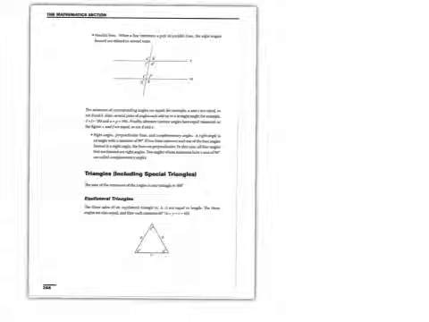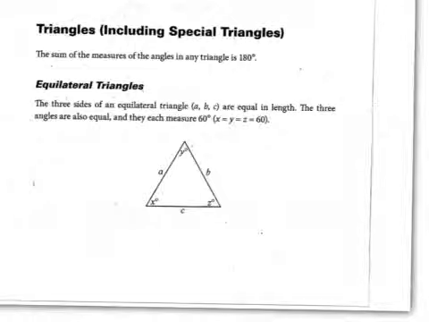Keep going. Triangles, special triangles. We'll talk about equilateral triangles. When you're talking equilateral triangles, all the angles are the same, and it shows you all the angles are the same, and all the angles are 60, because all 3 angles will add up to 180, which makes them all 60 when dividing 180 by 3.